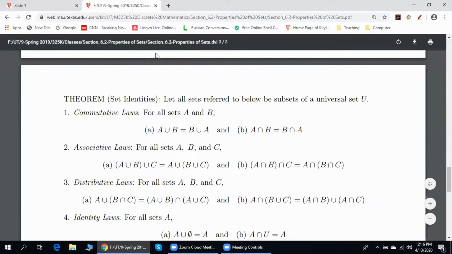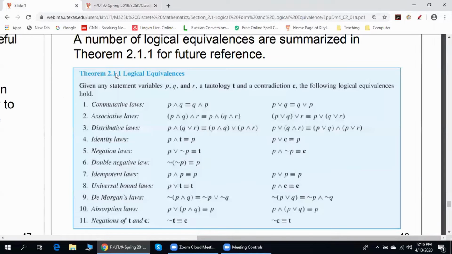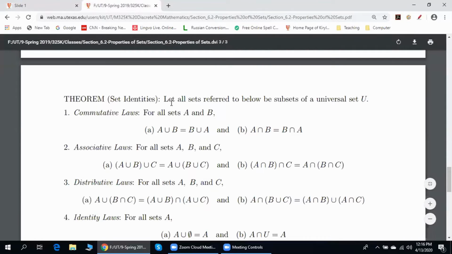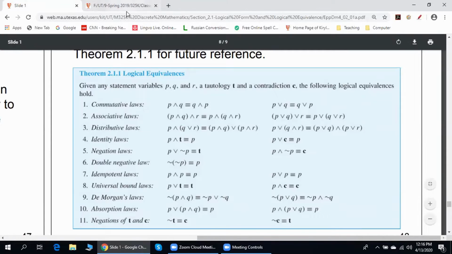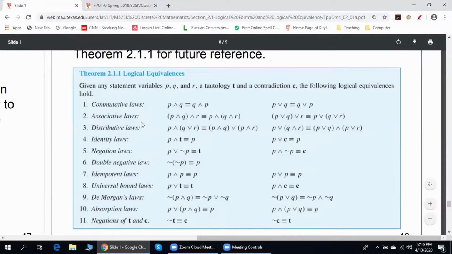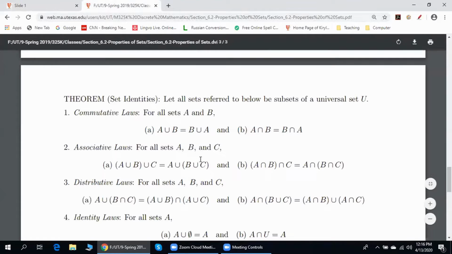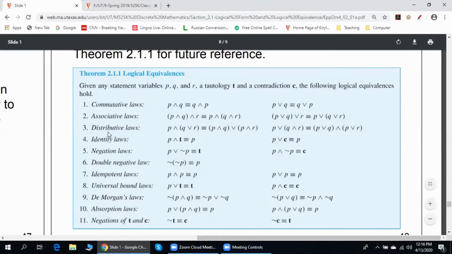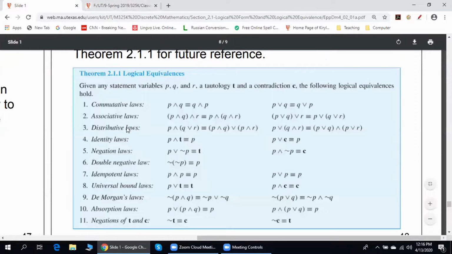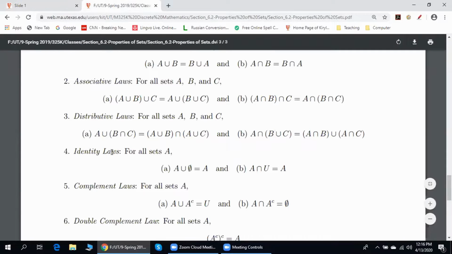We have some similarities between logical equivalences and set identities. In both cases, we have commutative laws. In both cases, we have associative laws. In both cases, we have distributive laws. Then, please take a look. In both cases, we have identity laws. But now be careful.